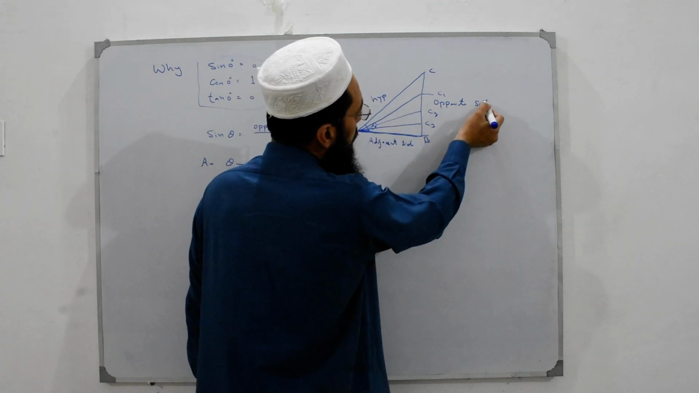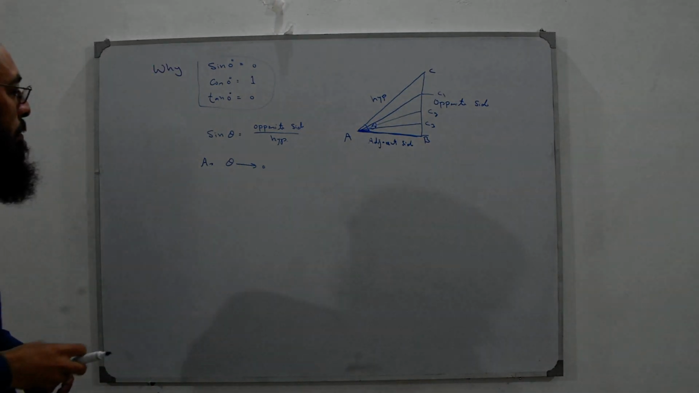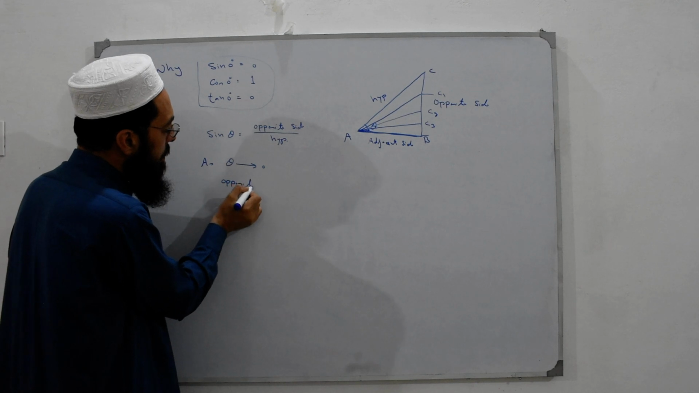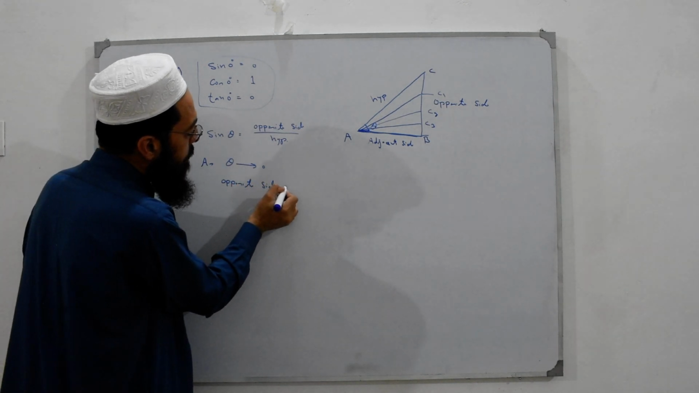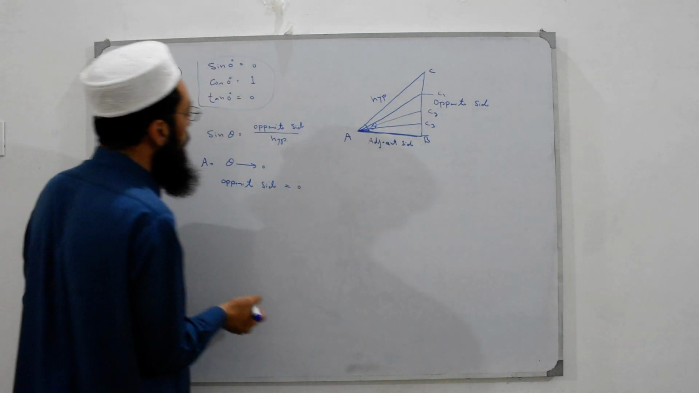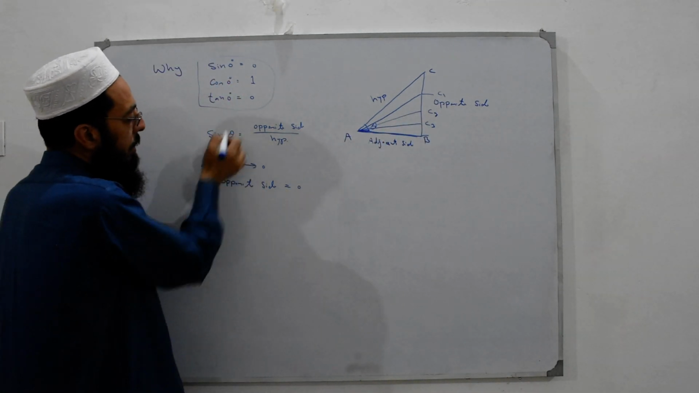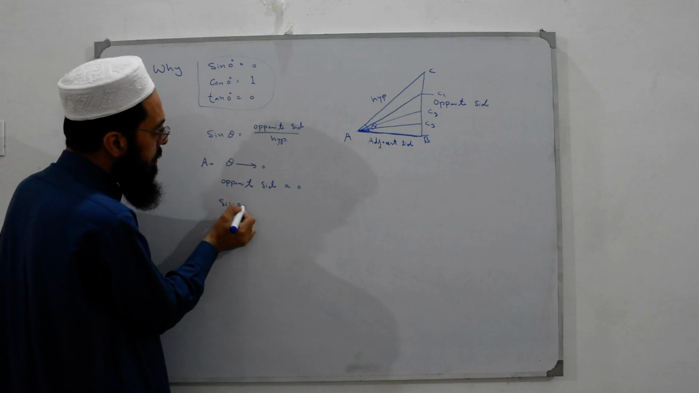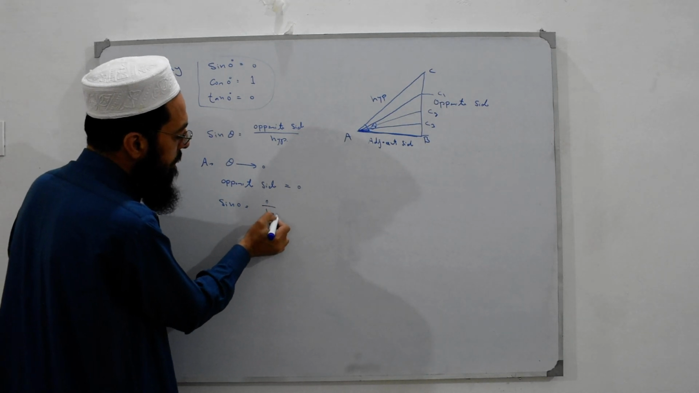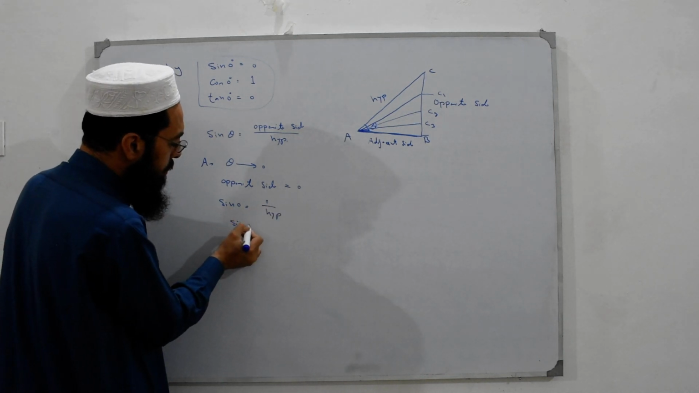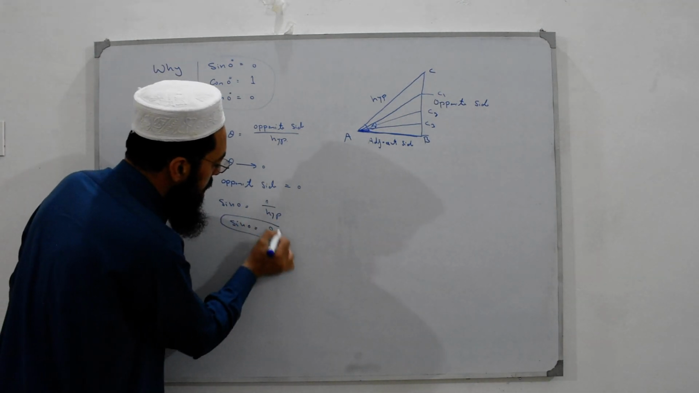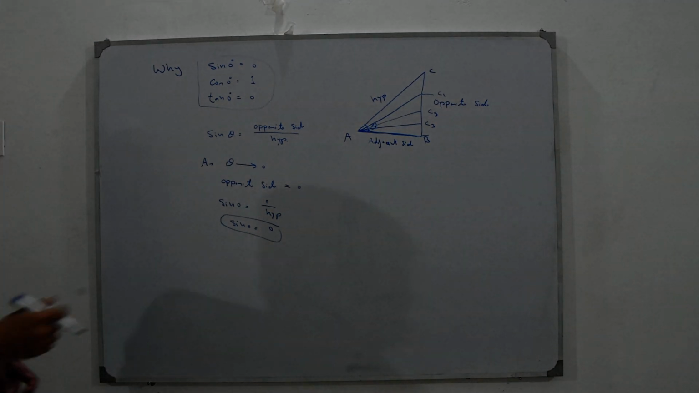then this opposite side will be equal to 0. It means that as theta tends to 0, the opposite side will be equal to 0. If theta is equal to 0, the opposite side will be equal to 0. Put these values in sin theta. So sin 0 is equal to opposite side, which is 0, divided by hypotenuse. Sin 0 is equal to 0 divided by anything, which is equal to 0. So we prove that sin 0 degree is equal to 0.